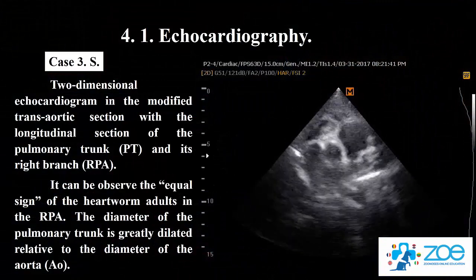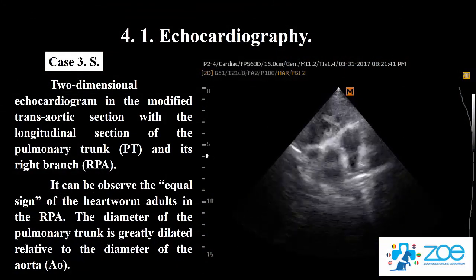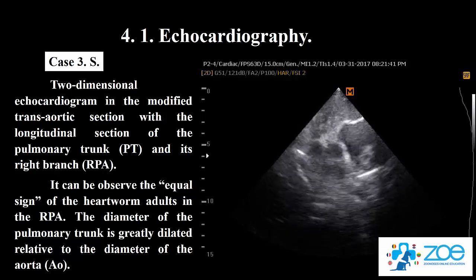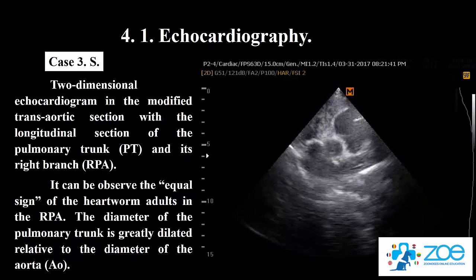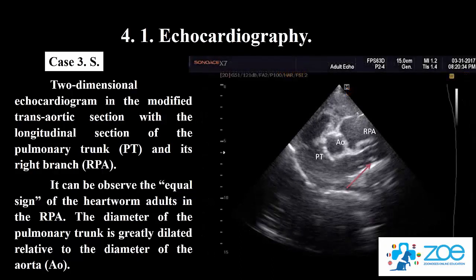Two-dimensional echocardiogram in the modified transaortic section with the longitudinal section of the pulmonary trunk and its right branch. The equal sign of the adult heartworms can be observed in the RPA. The diameter of the pulmonary trunk is greatly dilated compared to the diameter of the aorta.